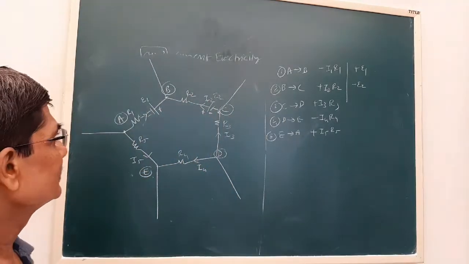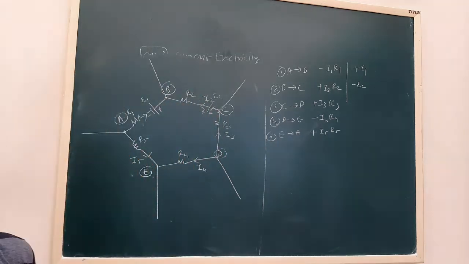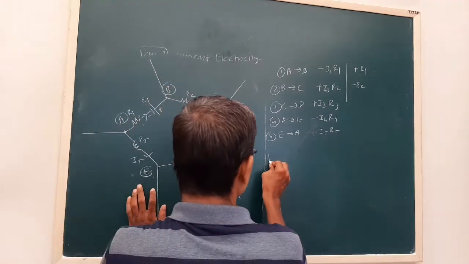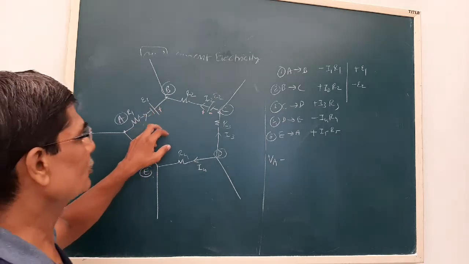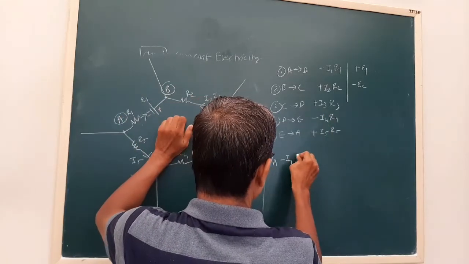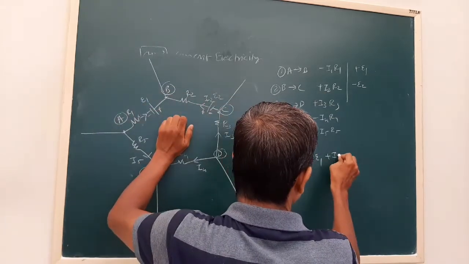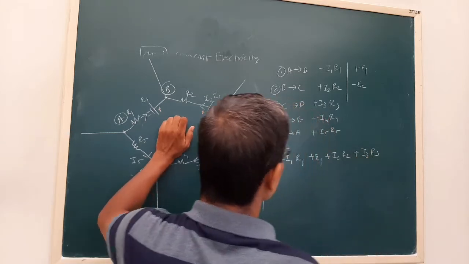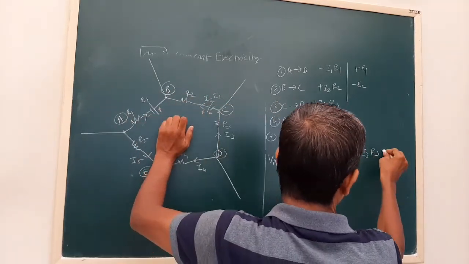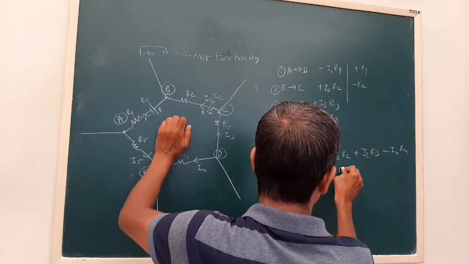Now see, as we discussed, Kirchhoff's second law is based on the uniqueness or single-valuedness of the electric potential. So we write the equation, let's say VA, starting from A, see A to B, that will be minus I1 R1, also plus E1, then B to C, plus I2 R2, C to D, plus I3 R3, D to E, minus I4 R4, plus I5 R.